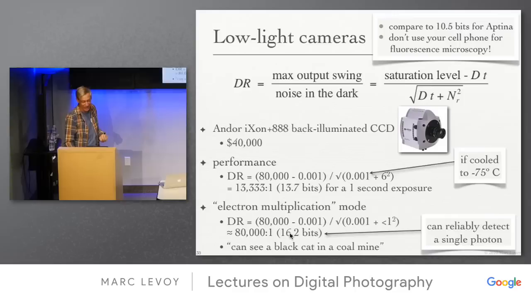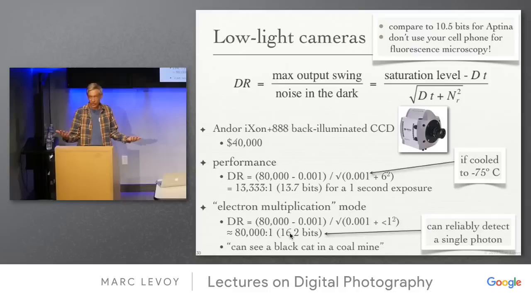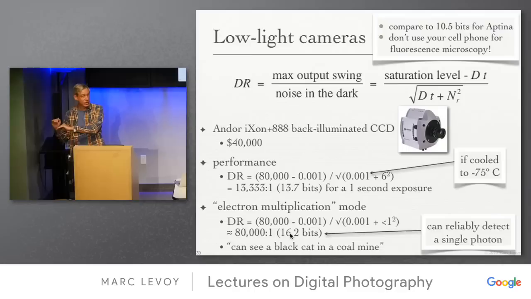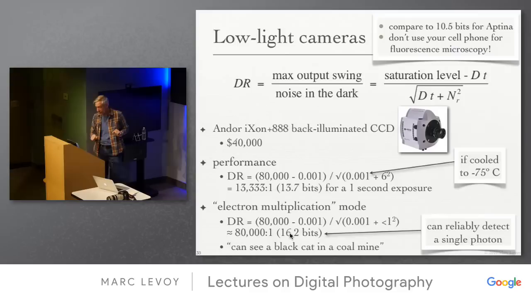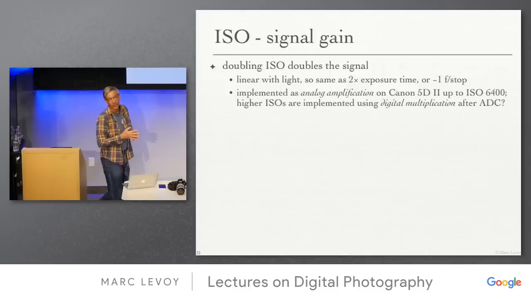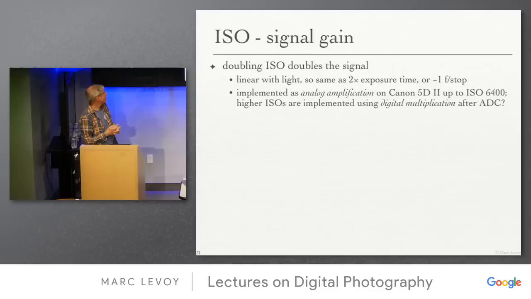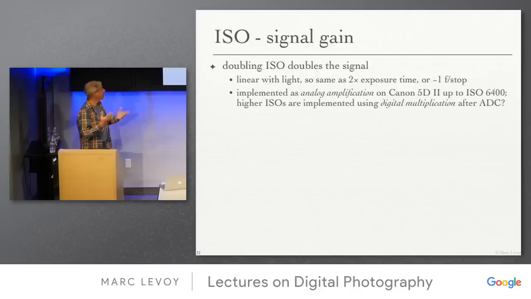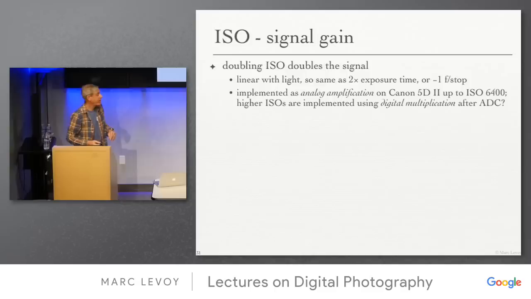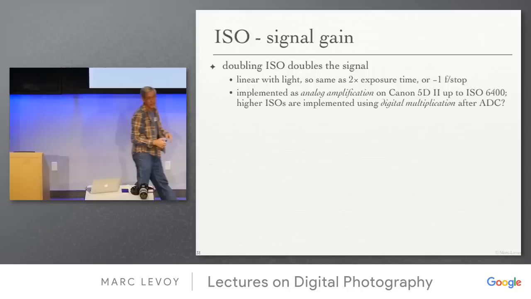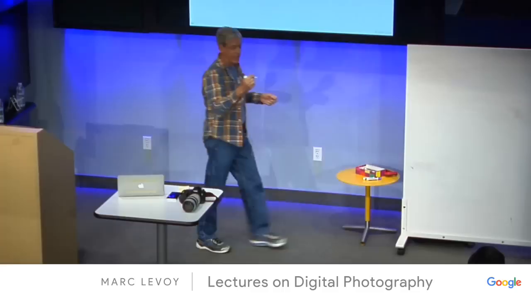Okay, so you see the difference between signal-to-noise ratio and dynamic range. Dynamic range can be high or low, and then we can separately talk about, for each brightness level within the dynamic range, what is the signal-to-noise ratio. Okay, so let's now add ISO into the mix. So ISO is a signal gain. It's linear with light. We talked about that in the first lecture. So if you double the ISO, it's like twice the exposure time, or minus one f-stop. And it's implemented as analog amplification before the analog to digital conversion. But I have to put a big caveat on that.